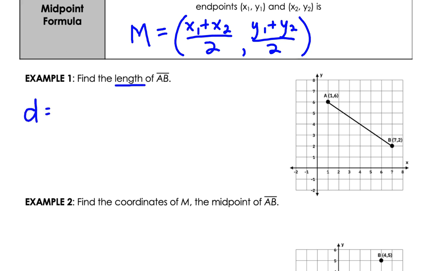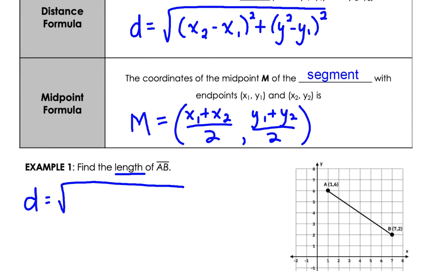So I'm going to plug it into the distance formula. So if you remember from up above, the distance formula is x2. So I'm going to call x2 my second x value over here. So I'm going to call that 7 minus my first x value, which was 1. So I'm calling point 2 the B point and point 1 the A point. And then we square that and we add to it the difference between the y's. So my second y coordinate is 2 minus my first y coordinate, which is 6, and I'm going to square that again.